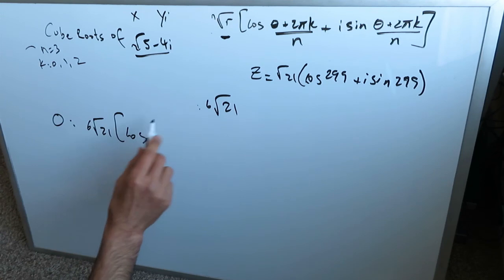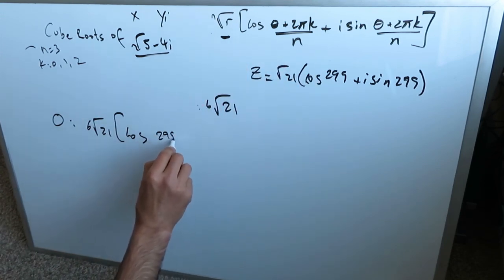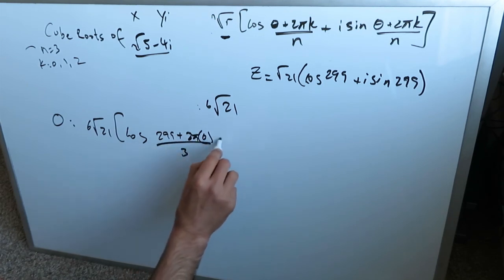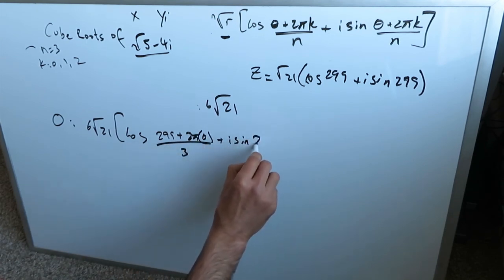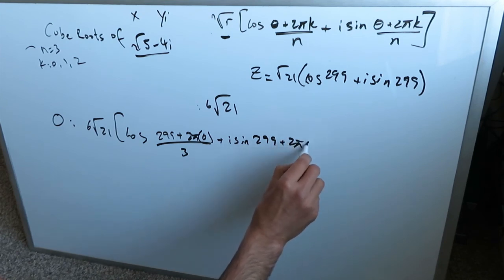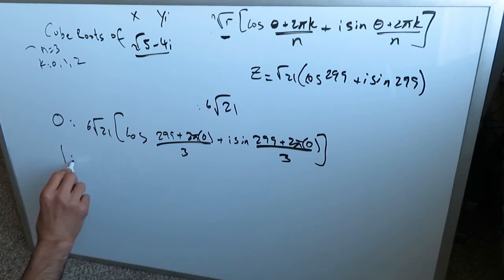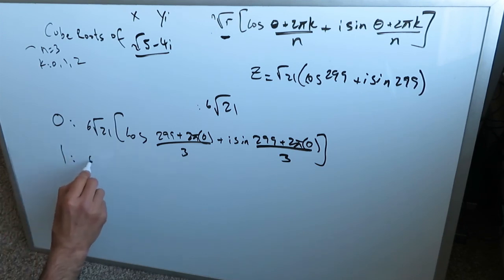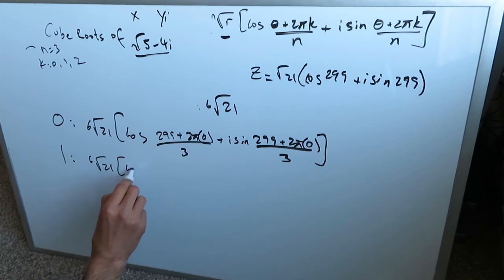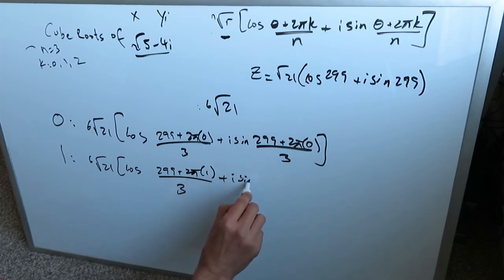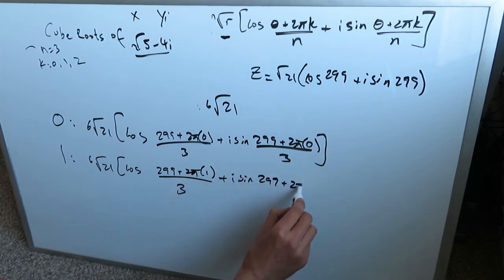We'll do cosine of 299 plus 2 pi times the k value 0, divided by 3, plus i sine of 299 plus 2 pi times 0, all over 3. Our next term, k value number 1, will be the 6th root of 21 times cosine of 299 plus 2 pi times 1 over 3, plus i sine of 299 plus 2 pi times 1 over 3.